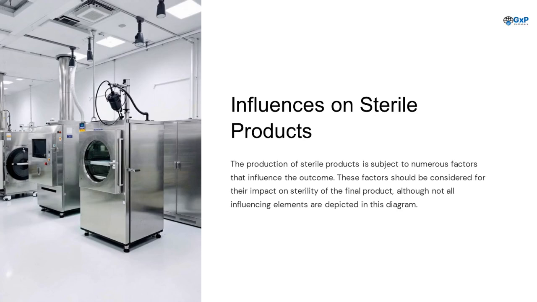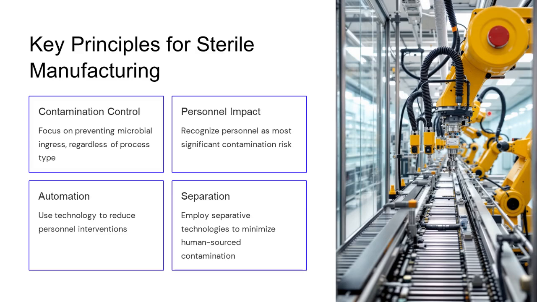The production of sterile products is influenced by numerous factors that impact the sterility of the final product. These factors must be considered to ensure the highest level of sterility, even though not all influencing elements are depicted here. Key principles for sterile manufacturing include contamination control, personnel impact, automation, and separation. Contamination control focuses on preventing microbial ingress. Personnel are recognized as significant contamination risks. Automation reduces personnel interventions, and separation employs technologies to minimize human-sourced contamination.